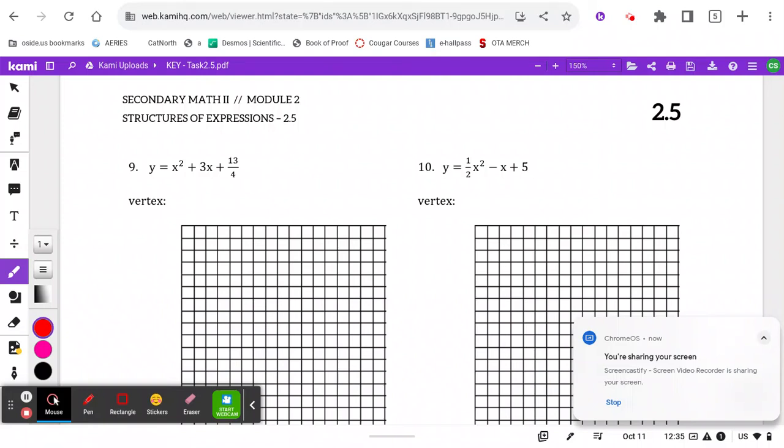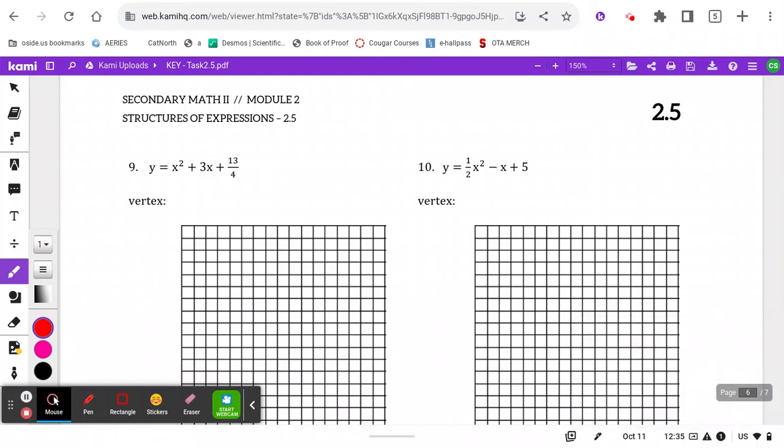Okay, on this next one, they already gave it to us in terms of fourths. That's nice because you're going to see here in just a second why. We start with the same setup where we're going to bump the 13 fourths over, and then we're going to take half and square it, and that gives us 9 fourths.